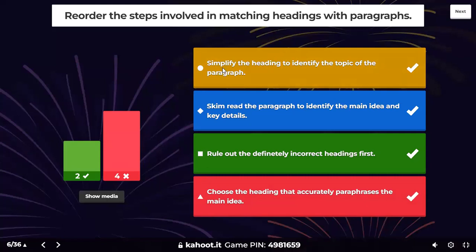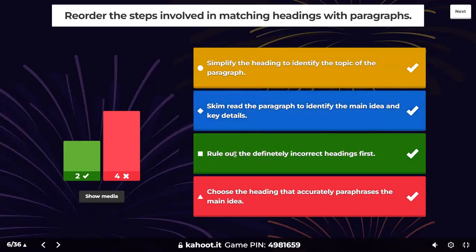Now, number 1, as we said before, before reading the text, we need to look at the headings and make them simpler, so that we can identify the topic of the paragraph. Most of the time they are very long, and you cannot get the focus of the paragraph. So you should make them simpler. That's step number 1. Step number 3, you should skim read the paragraph to identify the main idea and the details. We said we need to identify the topic sentence and the key details that support the topic sentence, but your focus should always be on the topic sentence.